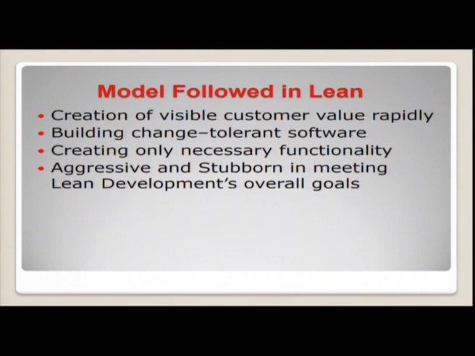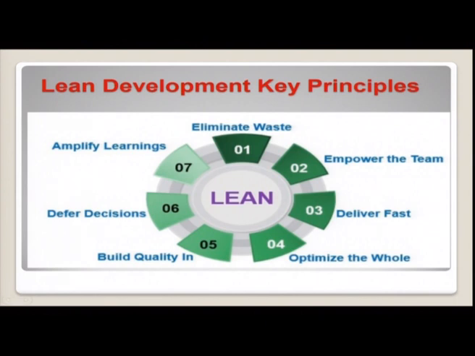So, you build such a software which has change tolerance. Then you create only necessary functionality, whatever is needed, only that you are going to create. Then the developed software should be aggressive, it should be stubborn in meeting the lean development's overall goals. So, this is what has been followed in the lean.